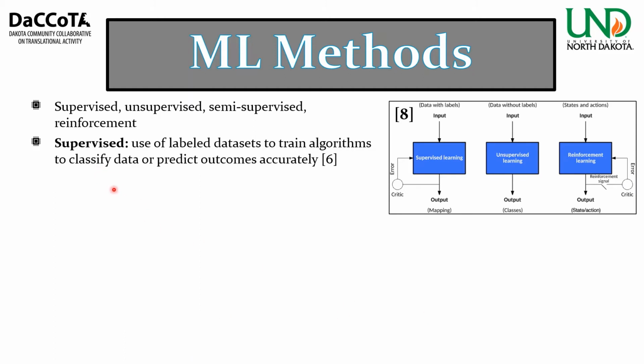So with supervised, it's the use of labeled datasets to train algorithms to classify data or predict outcomes accurately. So you see that with supervised here, you have input, you're going to have some sort of training and then some sort of output.